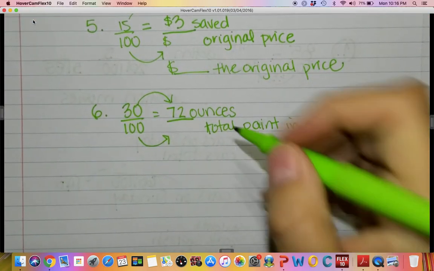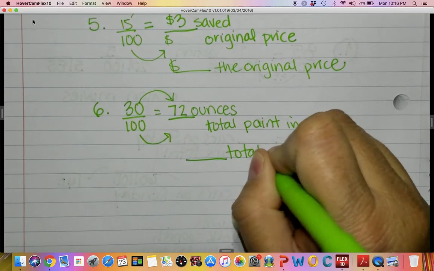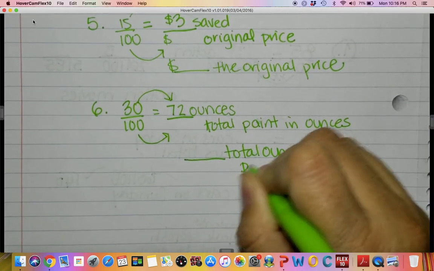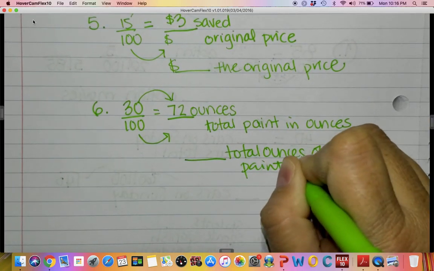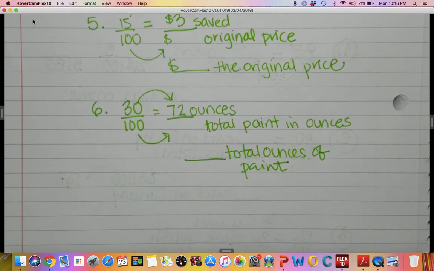Okay, so write your answer. Total ounces of paint. Type your answers into the Google Doc and submit.